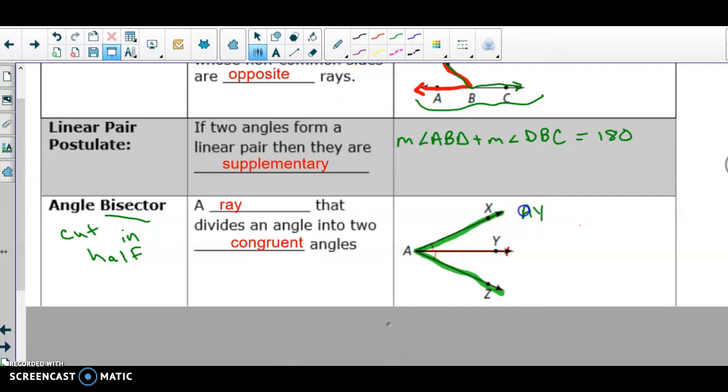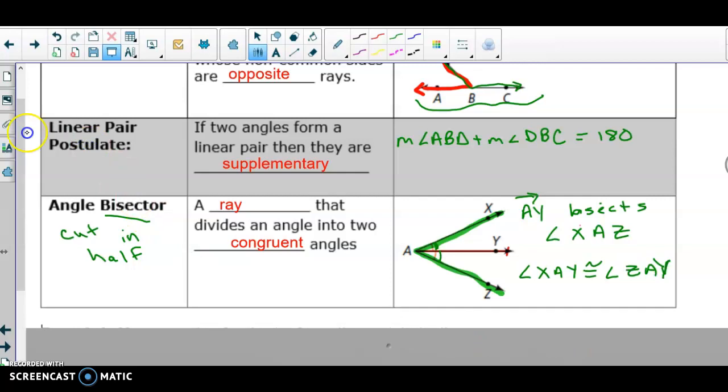Ray AY bisects angle XAZ. And since it bisects it, these two small angles are going to be congruent to each other. Angle XAY is going to be congruent to angle ZAY. Alright, let's use some of those terms in some problems.